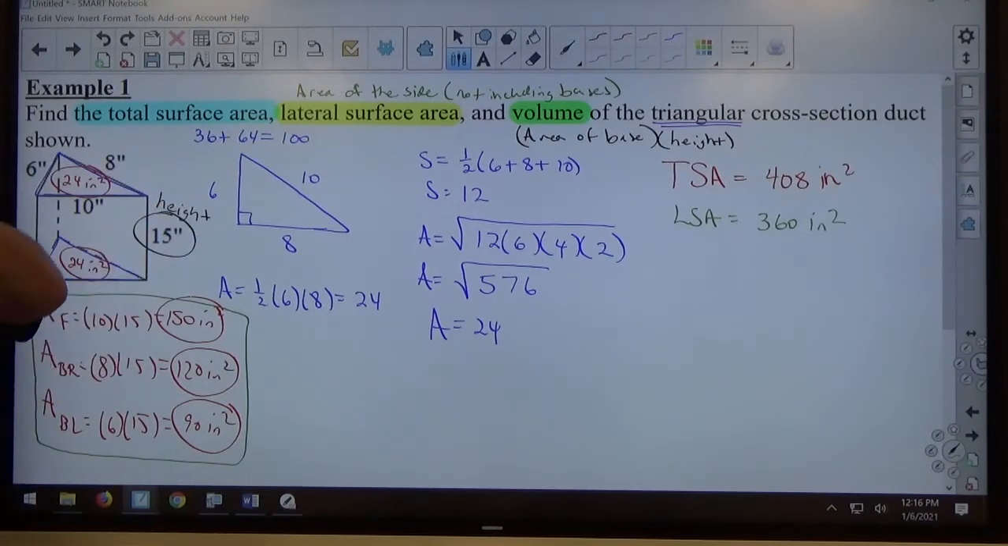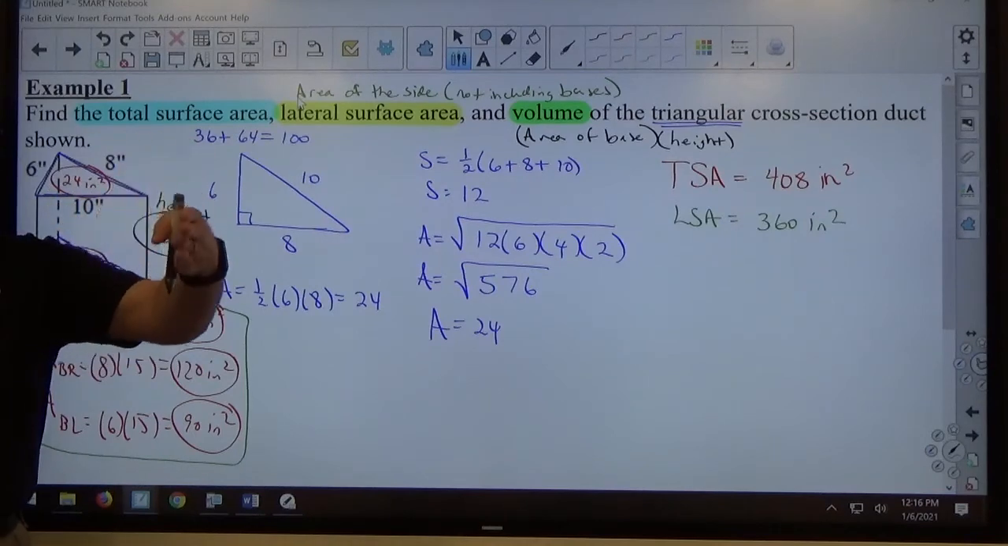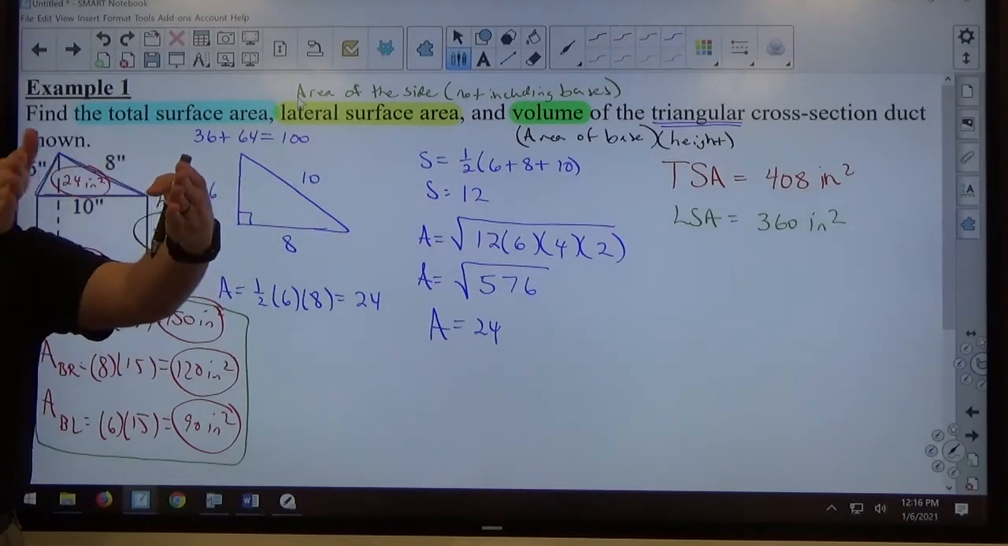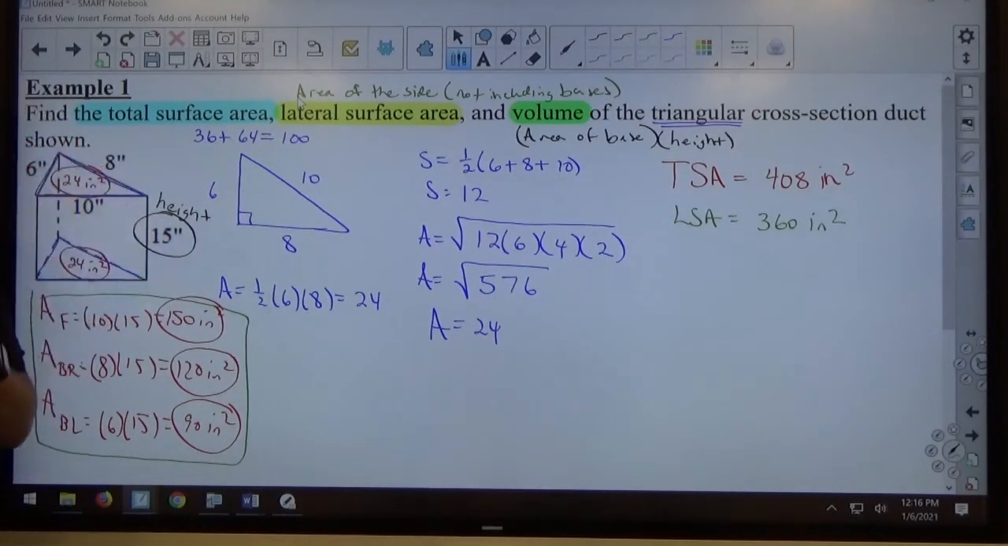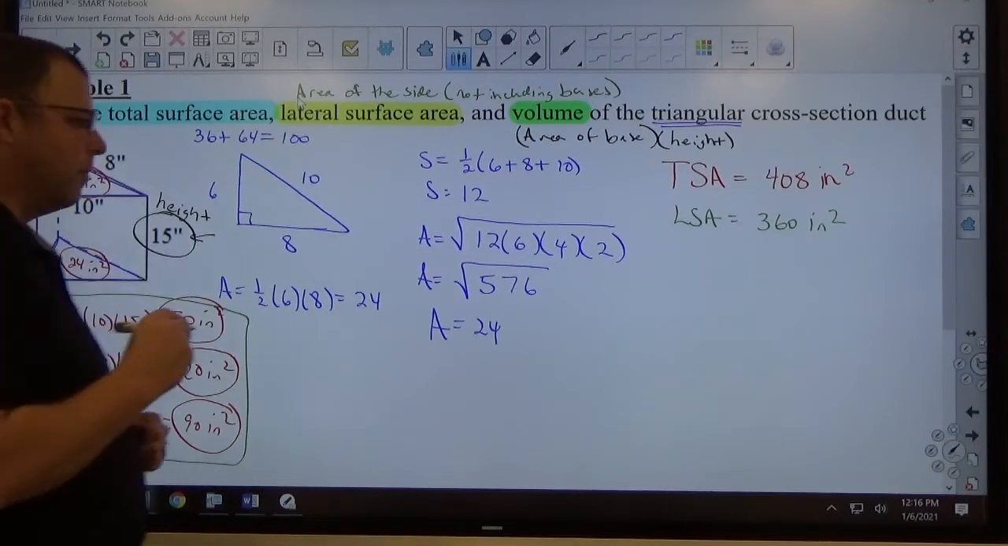If my prism were laying on its side, so a base is here and a base is here, then the height would be going horizontally instead of vertically. So when you see height, don't think up and down always. Just think how far apart are the bases. That's what height is. Okay, so the 2 things we need to know are the area of the base, which is 24 square inches. We've already figured that out. The height, which is 15 inches. We already know that.